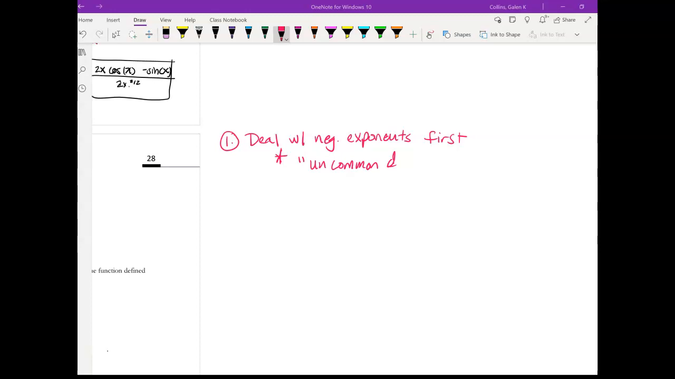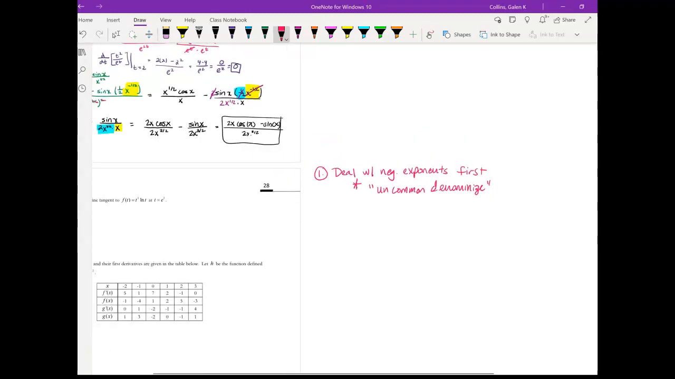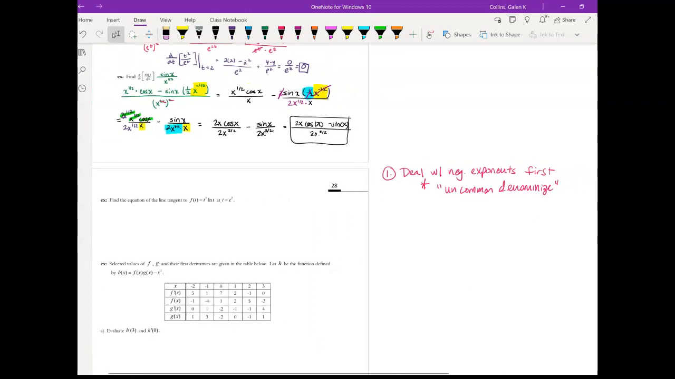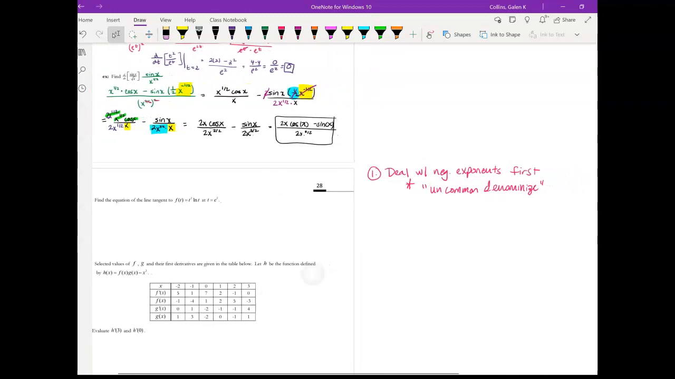But we said deal with negative exponents first, uncommon denominize. All right, that's a Mr. Gould phrase, I think he made that up. All right, then let's see, what else did we do? Some of the things we've talked about in the past: when we're dealing with negative exponents, we will in the end need a common denominator.